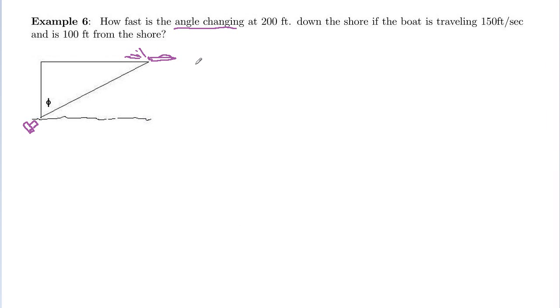So you've got this power boat out there. It's traveling 150 feet per second. I think that's approximately 100 miles an hour. It's 100 feet from shore, so this is fixed at 100 feet. This boat is traveling this way, so that means that this side is changing. Why don't we go ahead and call that x? And what we know here is dx/dt is 150. It's 150 feet per second that is lengthening.